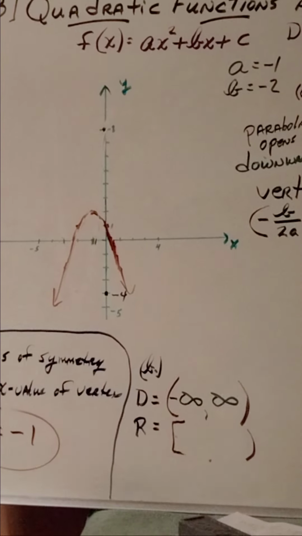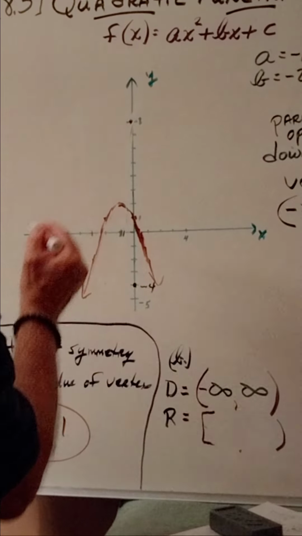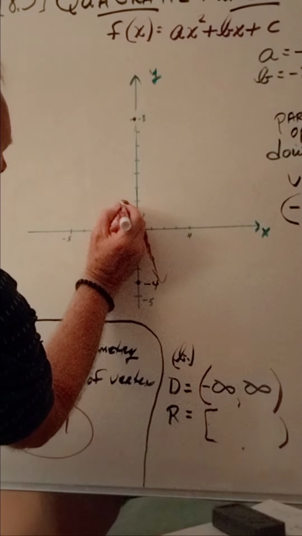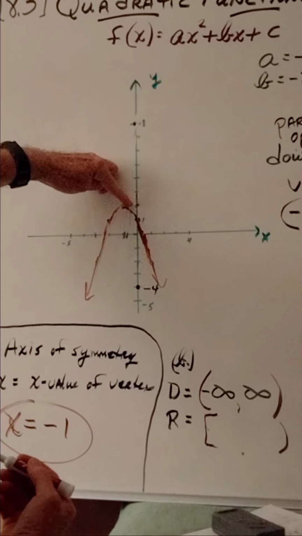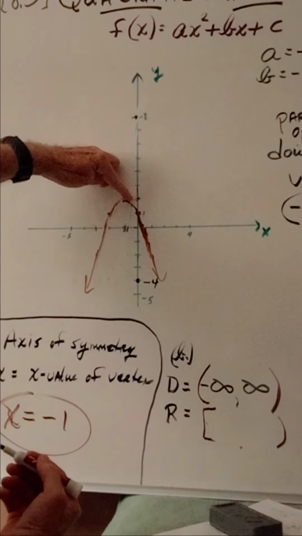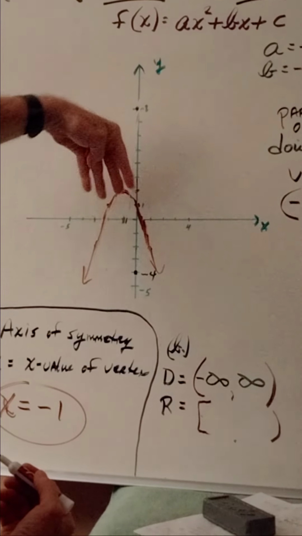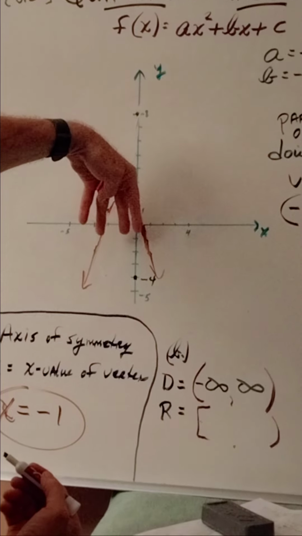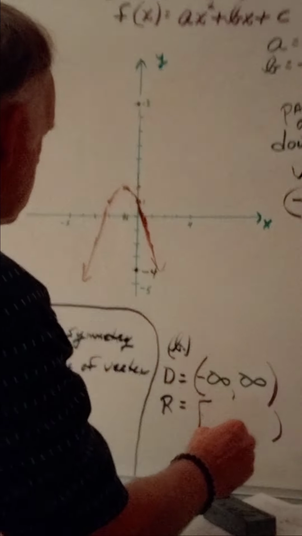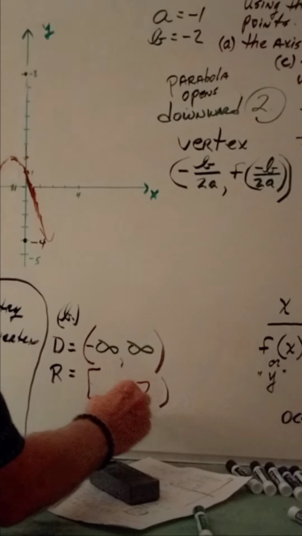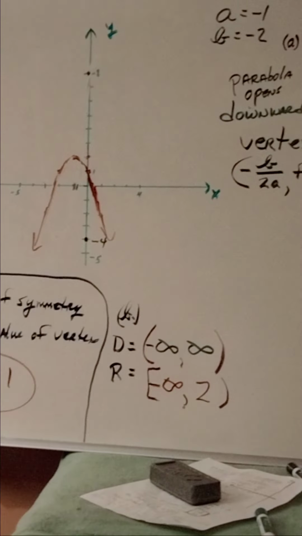The range, well, in this case, this is the highest point of the graph. Move that point over to the y-axis. It will be right there. The largest value of this graph is y is 2. That's the largest. And then it moves to the smallest, negatively, infinitely. So the largest value is 2. The smallest is -infinity. That would be the range.